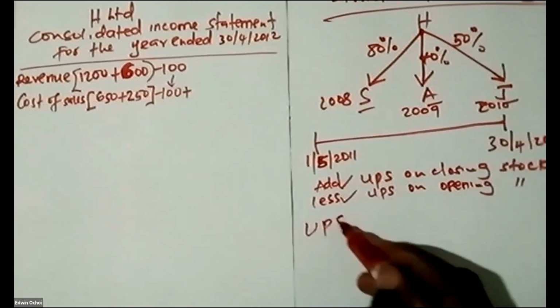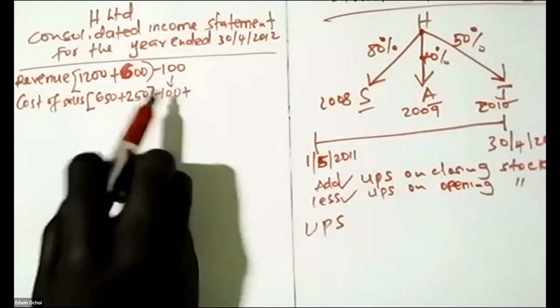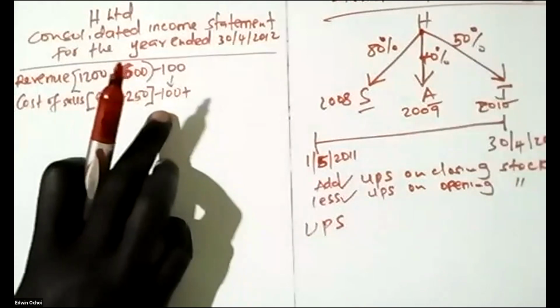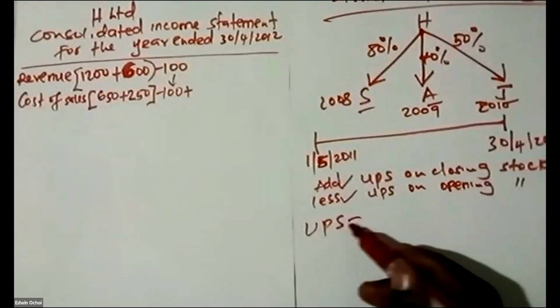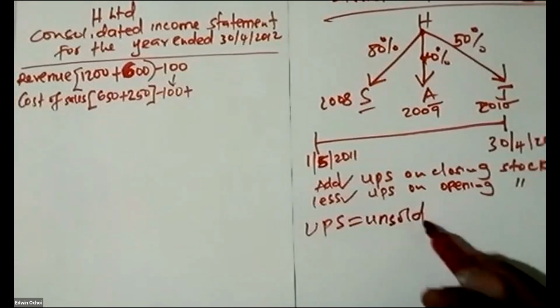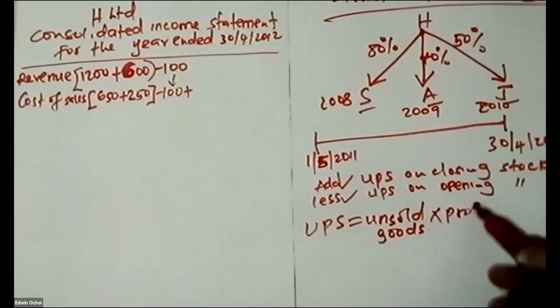So UPS is all about these goods. Now the entity which received these goods, did it resell all the goods? So you take the unsold goods times the profit margin.